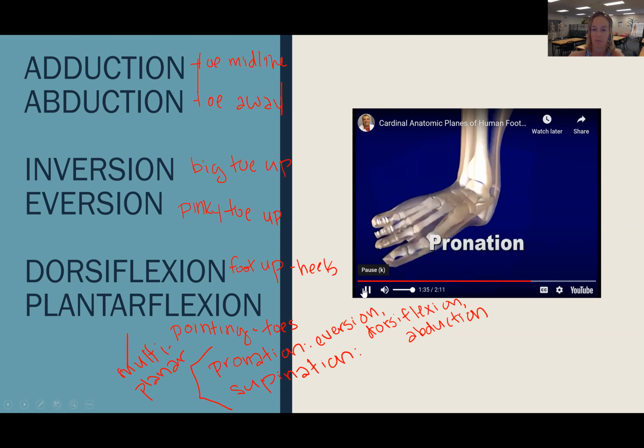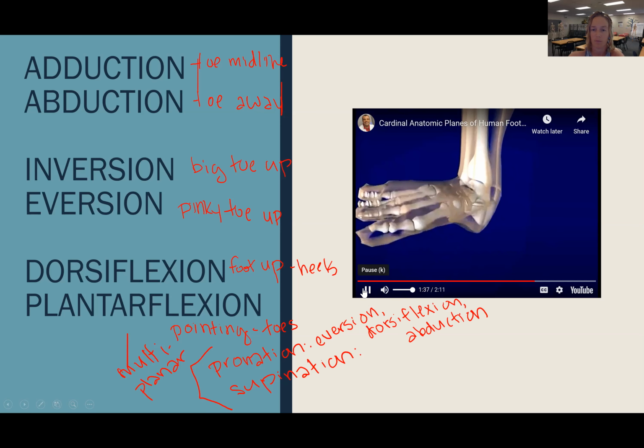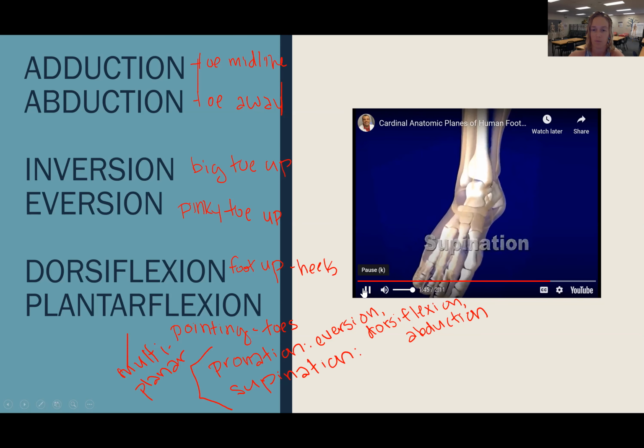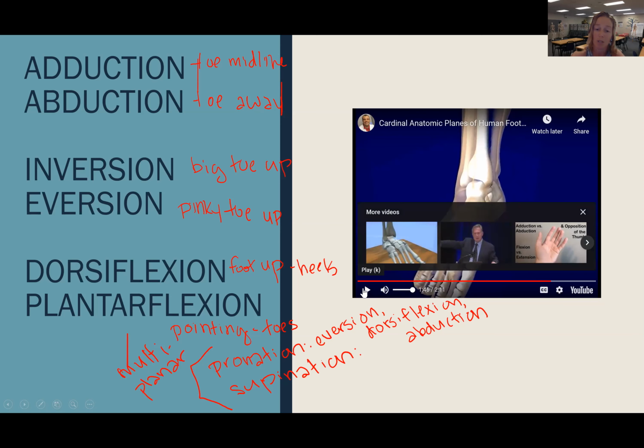With this, the foot is seen to move toward the anterior leg, while the toes and plantar surface move away from the midline. Whereas supination consists of inversion, plantar flexion, and adduction. So supination would be the opposite, right? So we have inversion, plantar flexion, and adduction, okay?